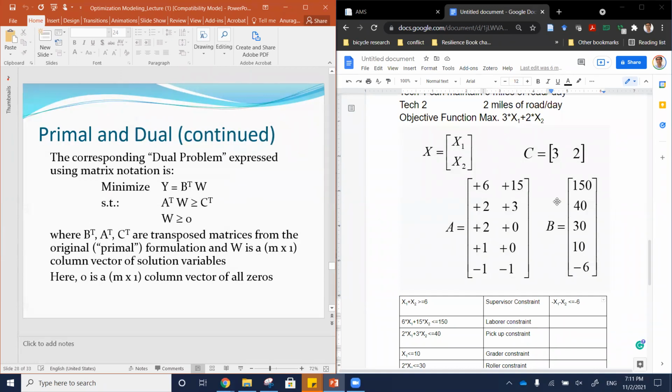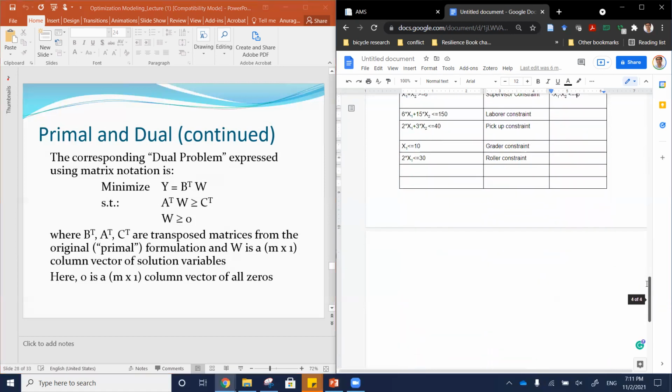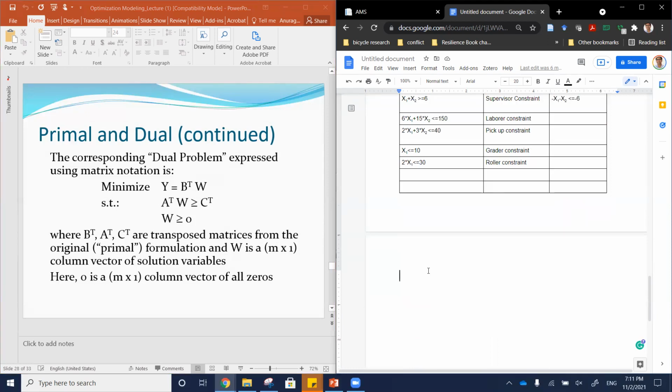So if you know the B matrix, can you write the B transpose? Why don't you write the B transpose on a paper and see if that makes sense. Because your dual problem will be minimize Y, which will be B transpose times W. So first of all, let's write down B transpose in this example.